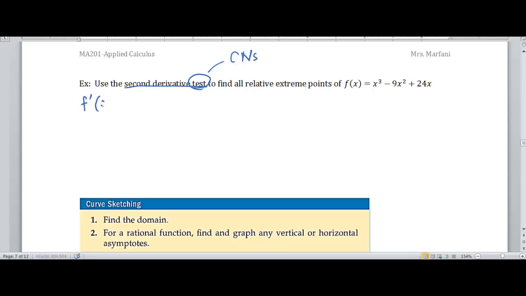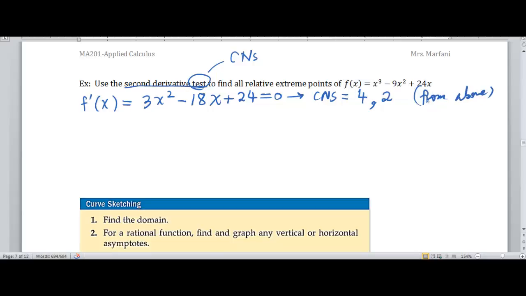Let's find the first derivative. We did that, we got 3x squared minus 18x plus 24. We factored and did all that good stuff, and set it equal to 0. Our critical numbers, last time we had 2 and 4. So 2 and 4 were our critical numbers, and 3 was our stationary point from above.